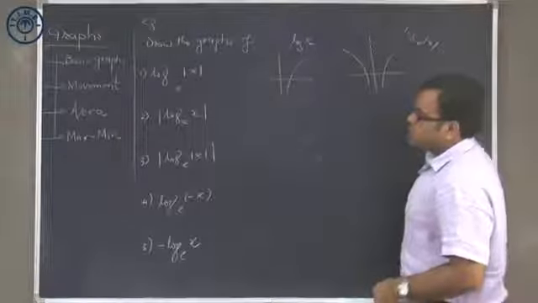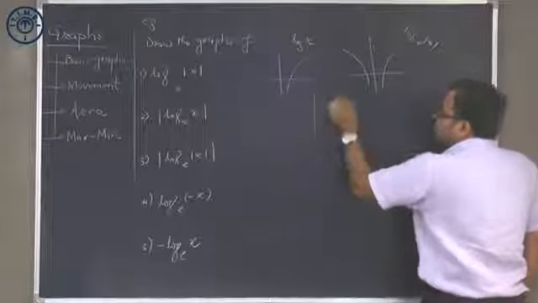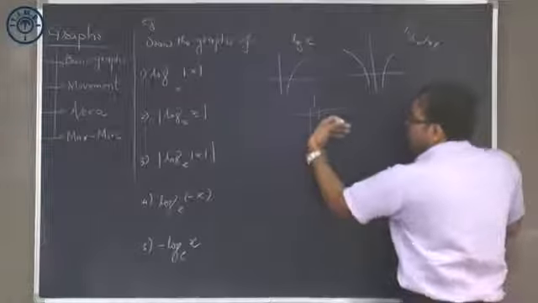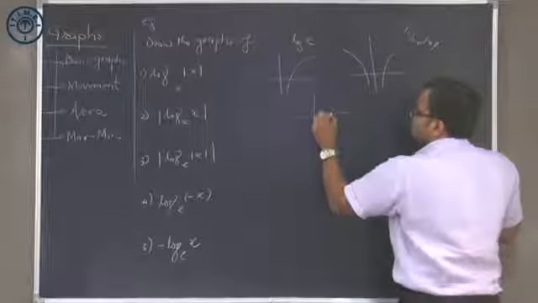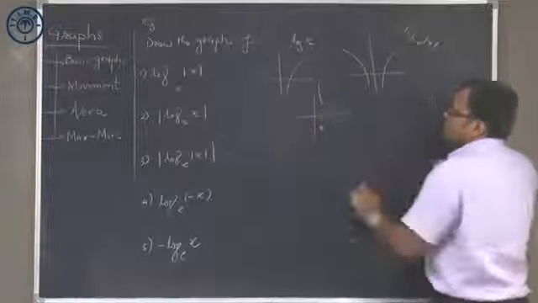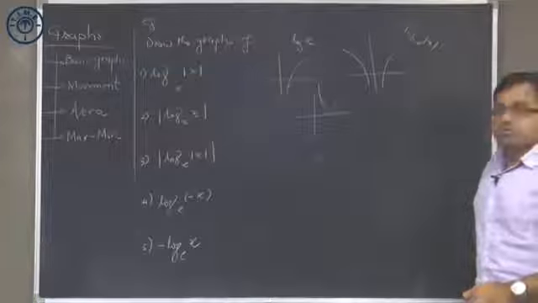Second one, log to the base e of x, taking a mod of that. If I take a mod of log to the base e of x, this is log to the base e of x. If I take the mod, the negative portion will become positive. So this negative portion will go up, this will disappear. So this will be the graph of mod of log to the base e of x.